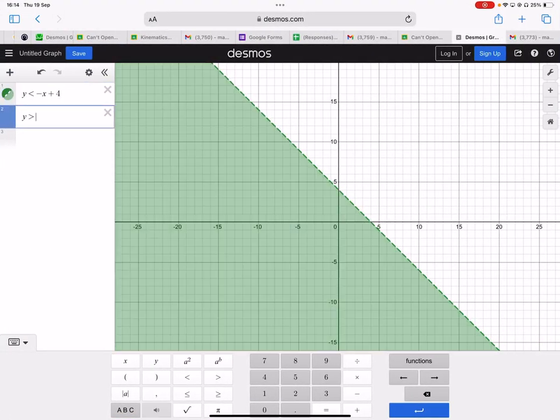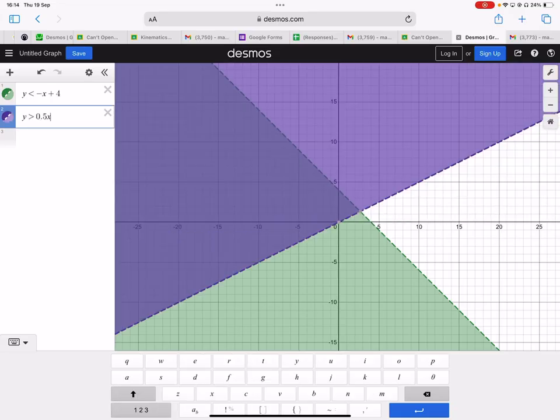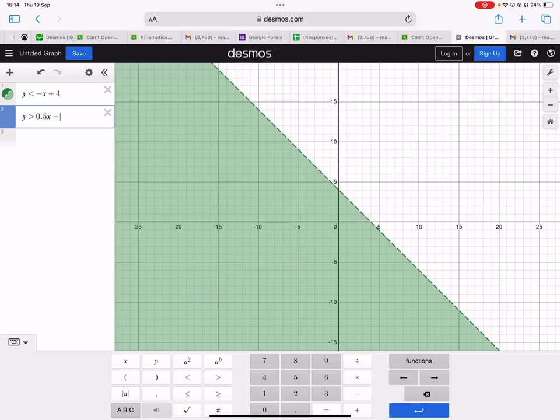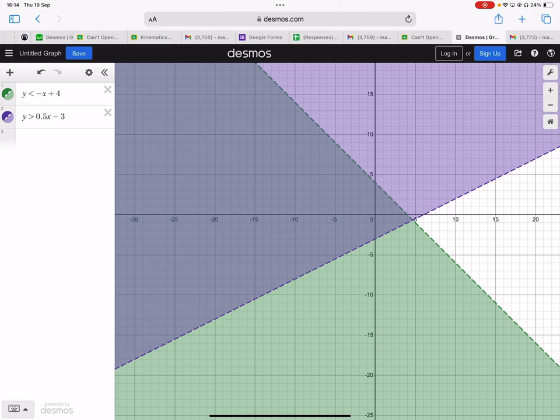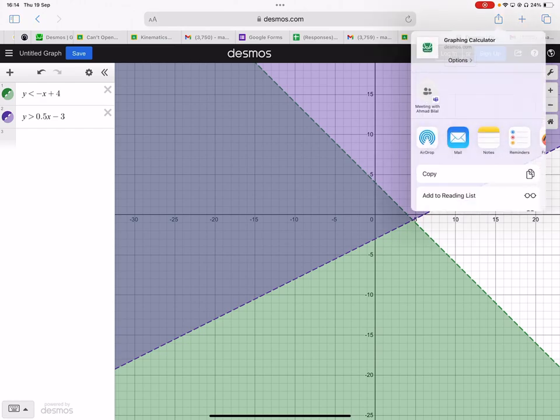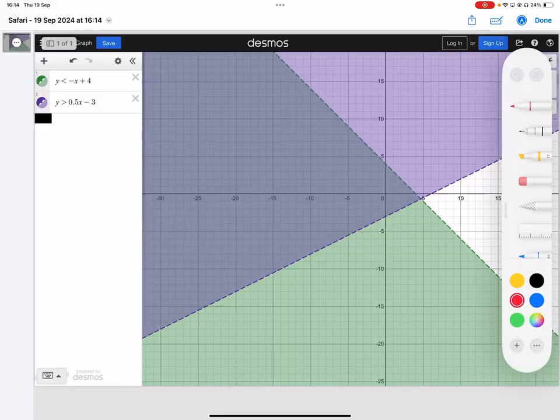Y is greater than 0.5x minus 3. All right. So you have one green region, one blue region. What's the overlapping part? This is the overlapping part.